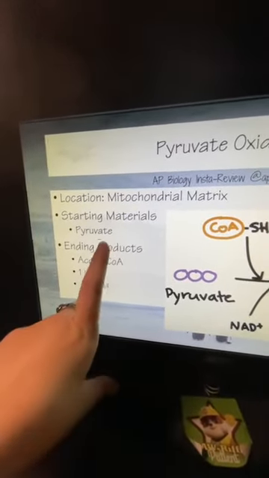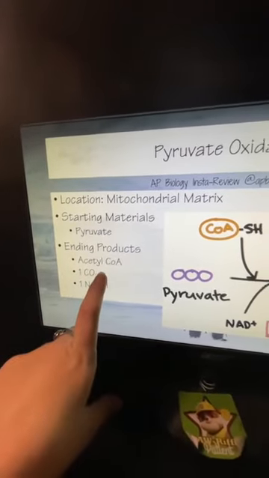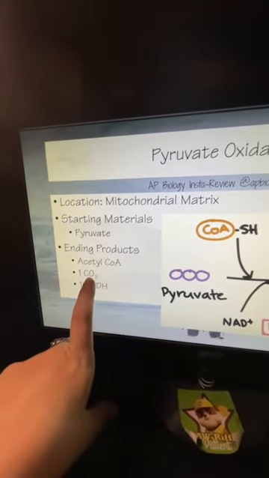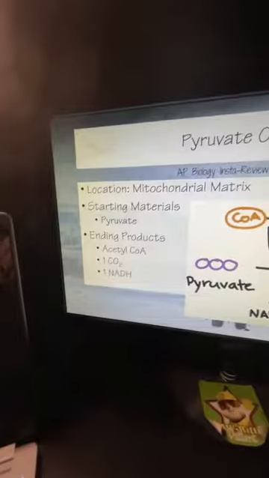And so it's going to start out with pyruvate, and it's going to end up with acetyl-CoA. We're going to release 1 carbon dioxide and then 1 NADH. Okay. Now, considering the fact that we made 2 pyruvates in glycolysis, we would go through this step twice.